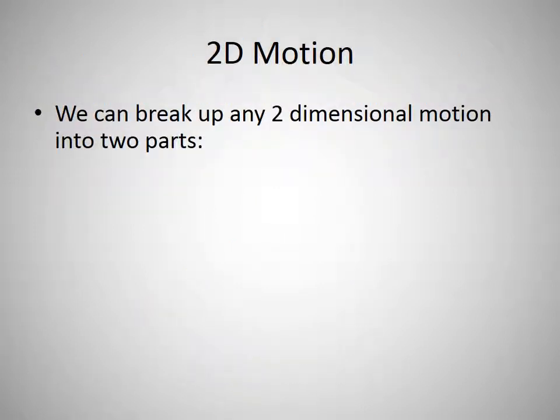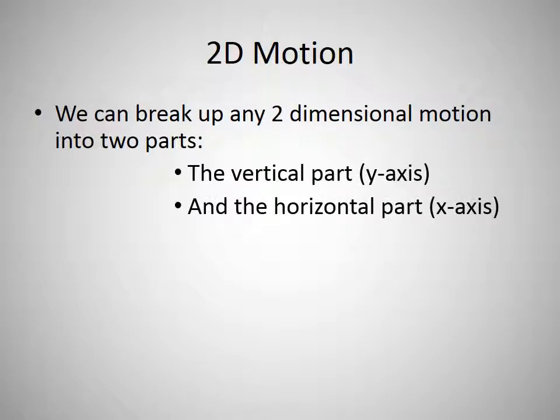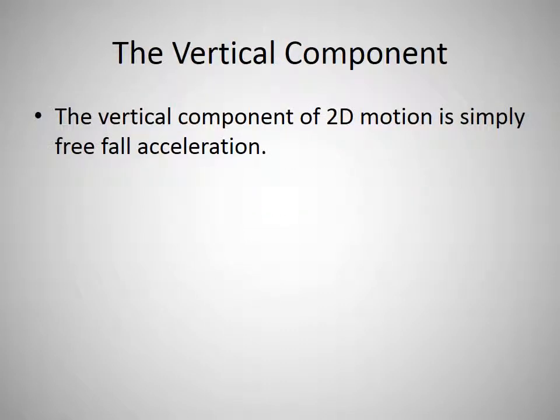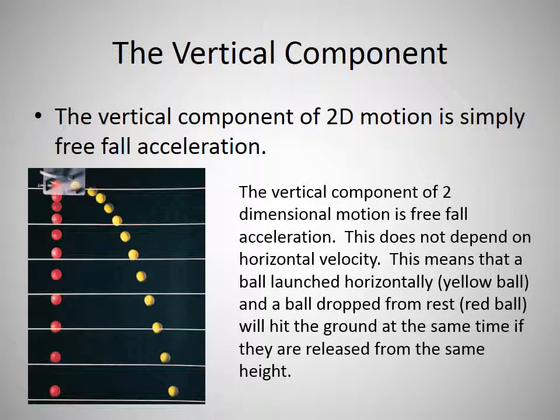So we can break up any two-dimensional motion into its constituents, its vertical part and its horizontal part. So for the symbols we're going to use in the equations, think of a y-axis and x-axis. So the distances as y's are going to be verticals or heights, and any distances labeled as x's are going to be horizontal distances. The vertical component is free fall acceleration, the stuff we just got done talking about, with all that g and y stuff.